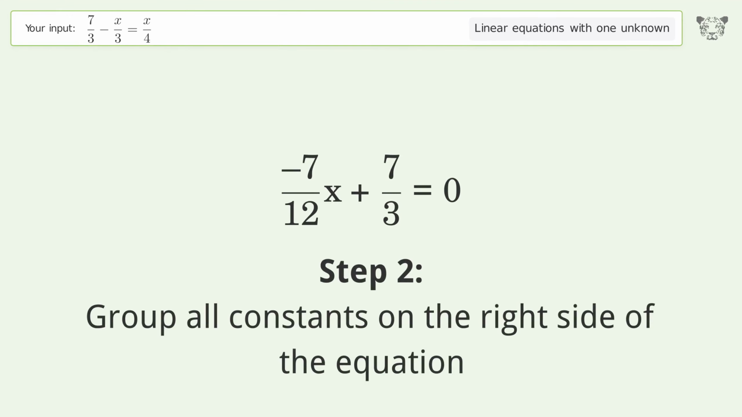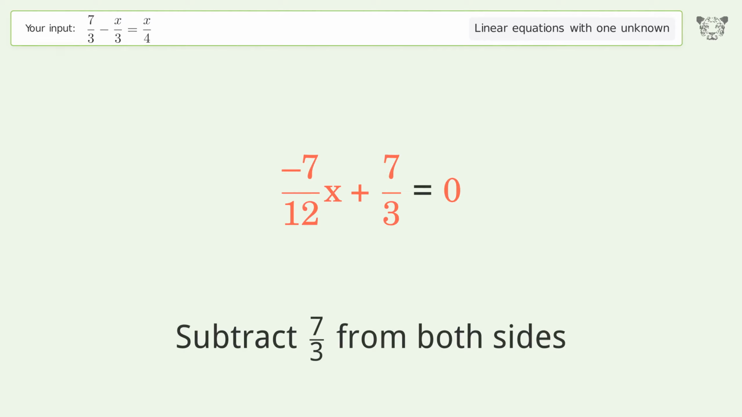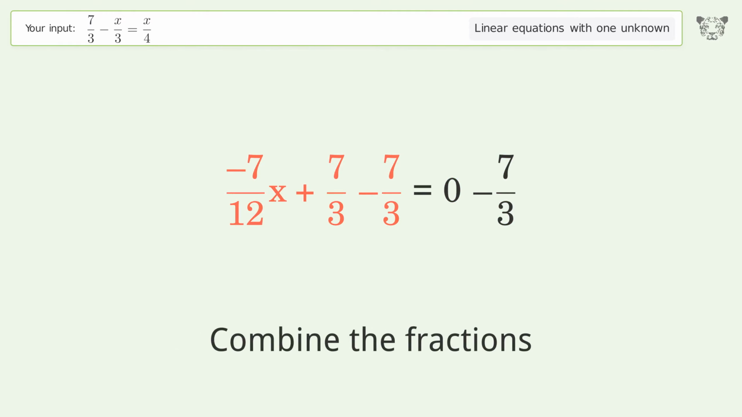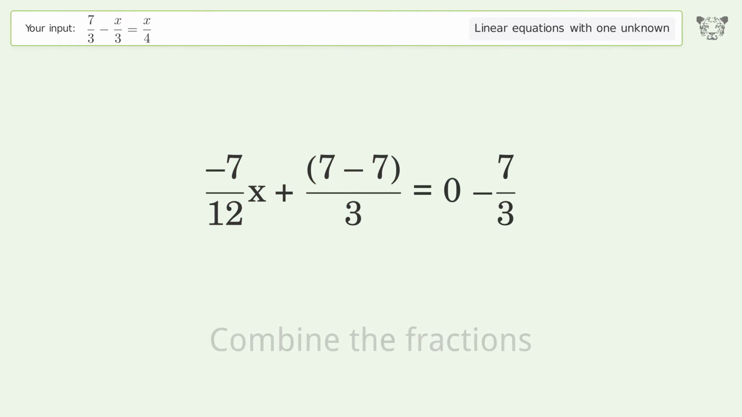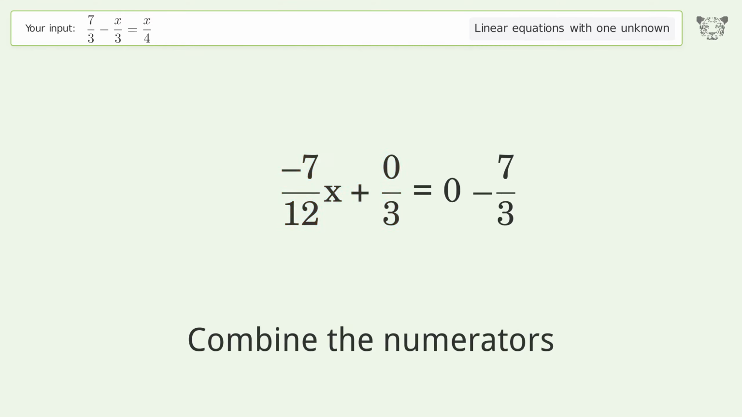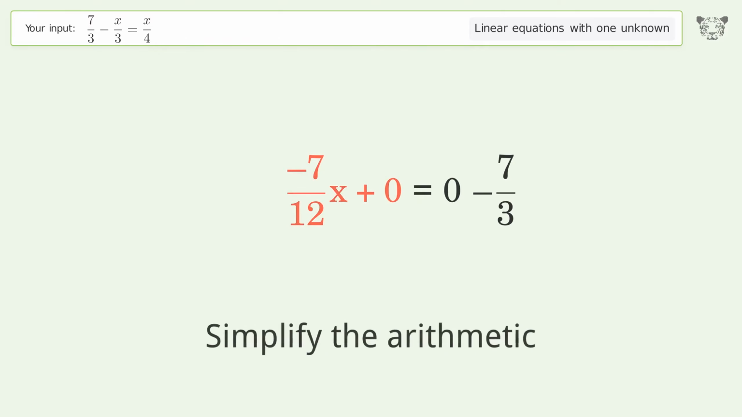Group all constants on the right side of the equation. Subtract 7 over 3 from both sides. Combine the fractions. Combine the numerators. Reduce the zero numerator. Simplify the arithmetic.